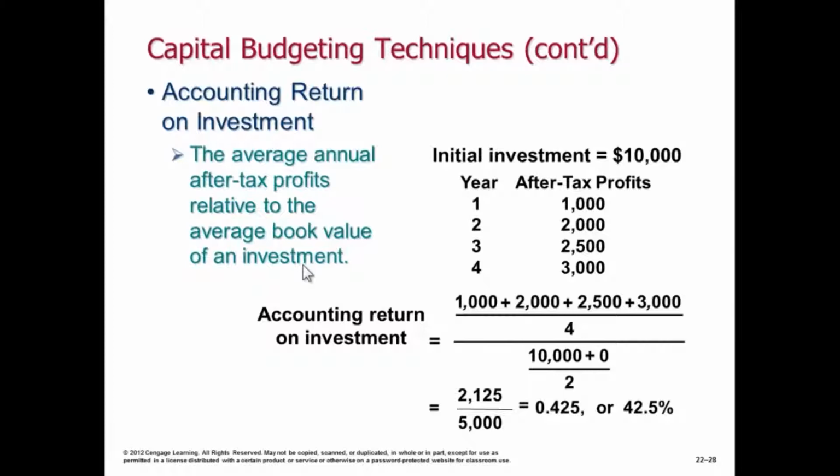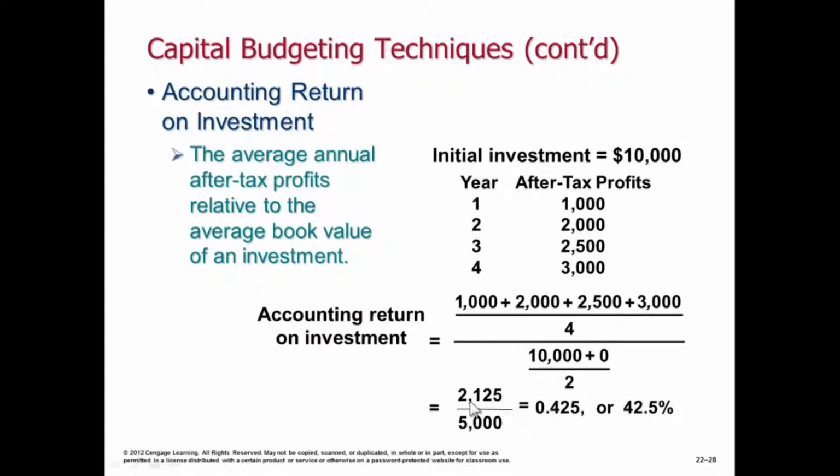So let's look at an accounting return on investment example. Here is an item that costs $10,000, a capital item. We're going to look at our after-tax profits to see when it's going to be paid back. The way I calculate my return on investment is I look at the after-tax profits that this initial investment generates over a 4-year period. This is the average after-tax profits, and divide that by the average investment over that period, which is basically 10,000 divided by 2.